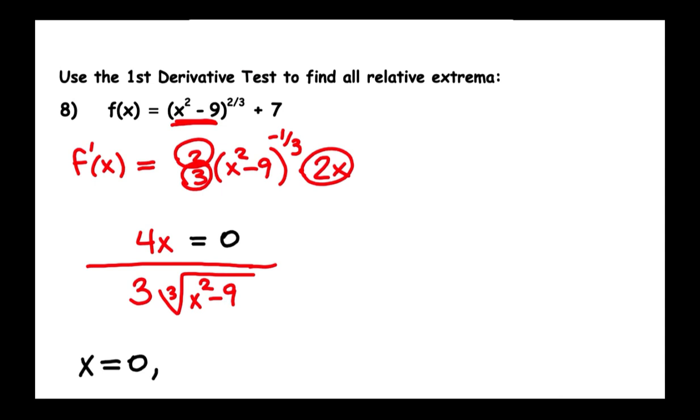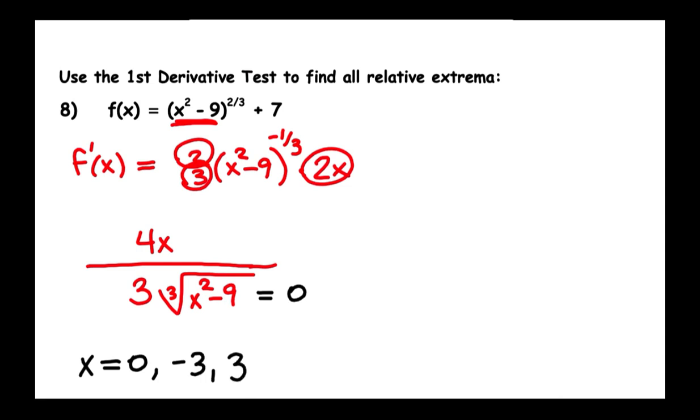All right, now let's see what's up with the denominator. If I set the denominator equal to 0, I think you can see that x equals 3 and negative 3 would both make a 9 minus 9 inside the root. So 3 and negative 3 will also become critical numbers.